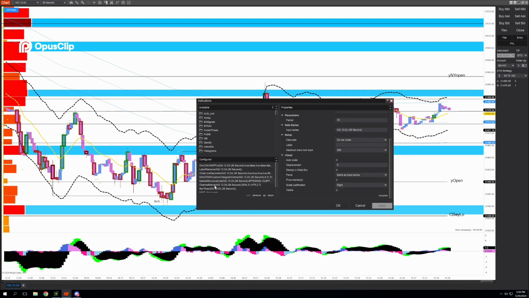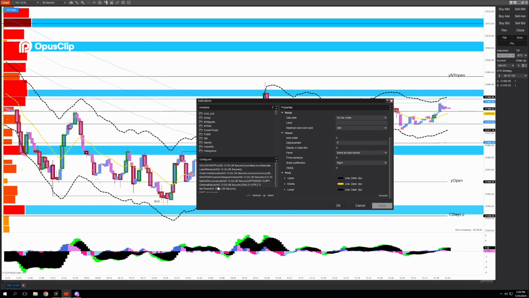Market structure, I just like to see the break of structure, so I have that one on there.